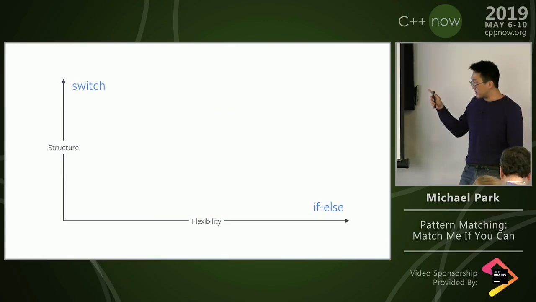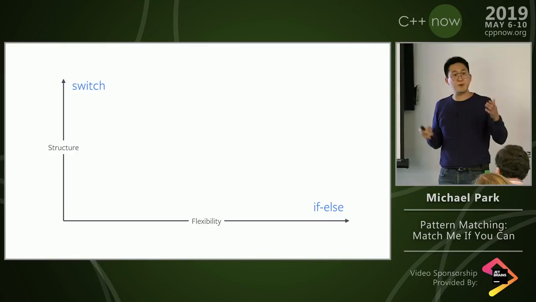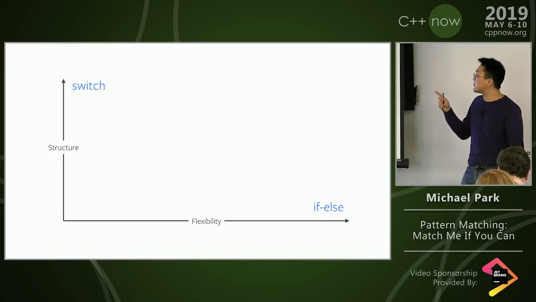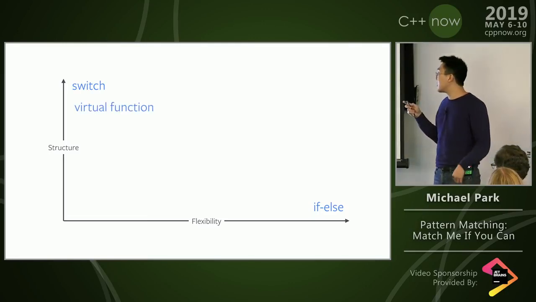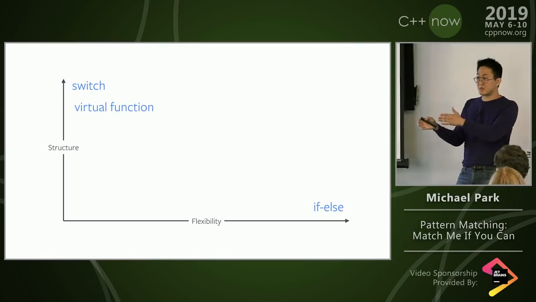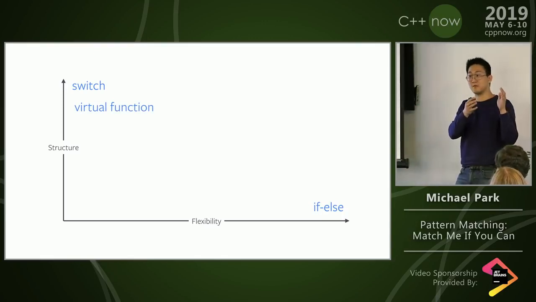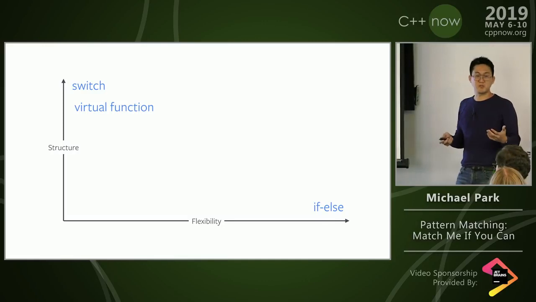So this is what I would describe as kind of the selection power spectrum, accounting for two factors. One is structure and the other is flexibility. And we have other options in the middle here, but there's a big gap, right? We mentioned virtual functions already. It's pretty structured in the sense that the derived implementations are still associated with the base class virtual functions, so there's some structural association there. But it's still not all that flexible because you can only use it for a single hierarchy.